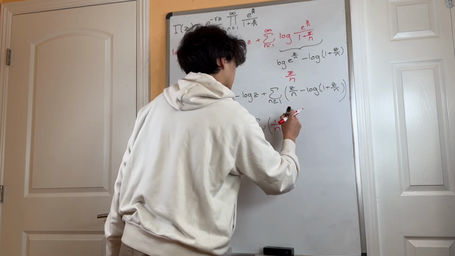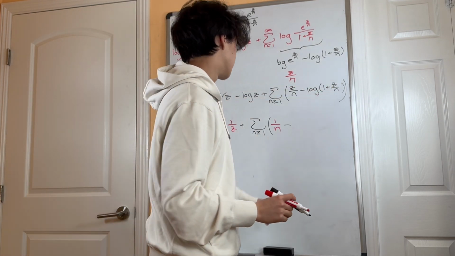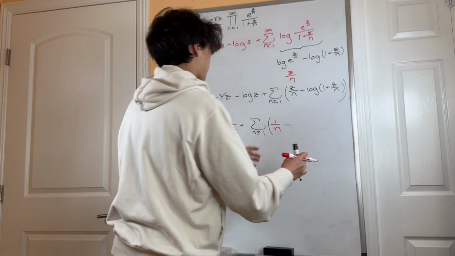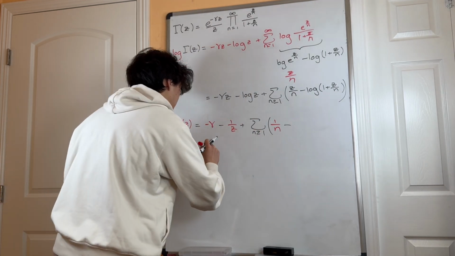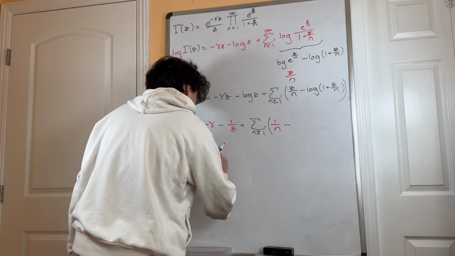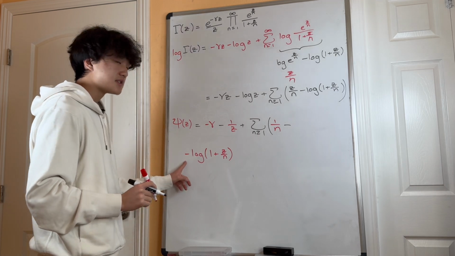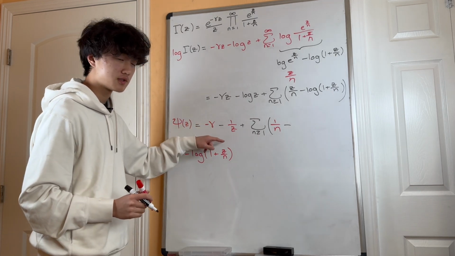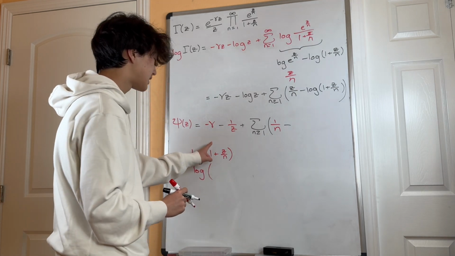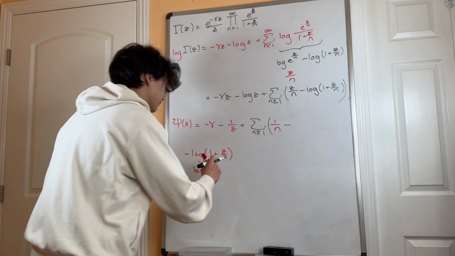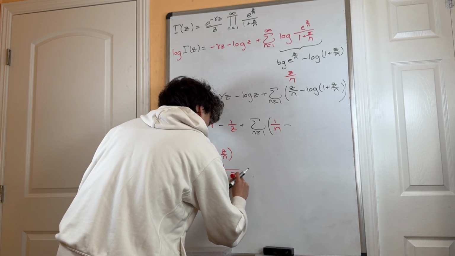This logarithm right here is a little bit more complicated. Maybe we can do some rewriting in here. So let's work on this. Let's rewrite this logarithm, 1 plus z over n. First thing we know is that this negative on the side, we can move into the exponent of the inside. So that's going to give us log of the reciprocal of this right here. So that's going to be 1 over 1 plus z over n.